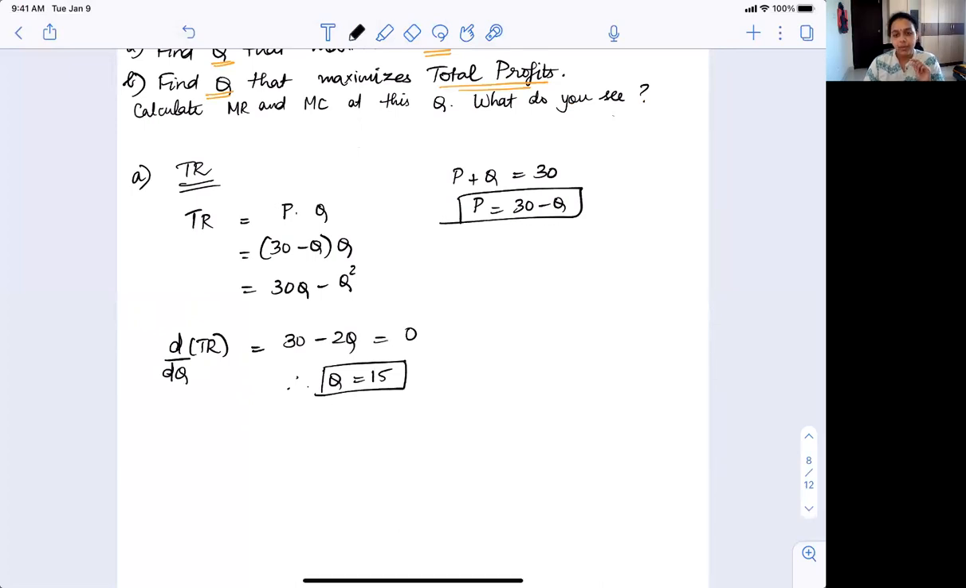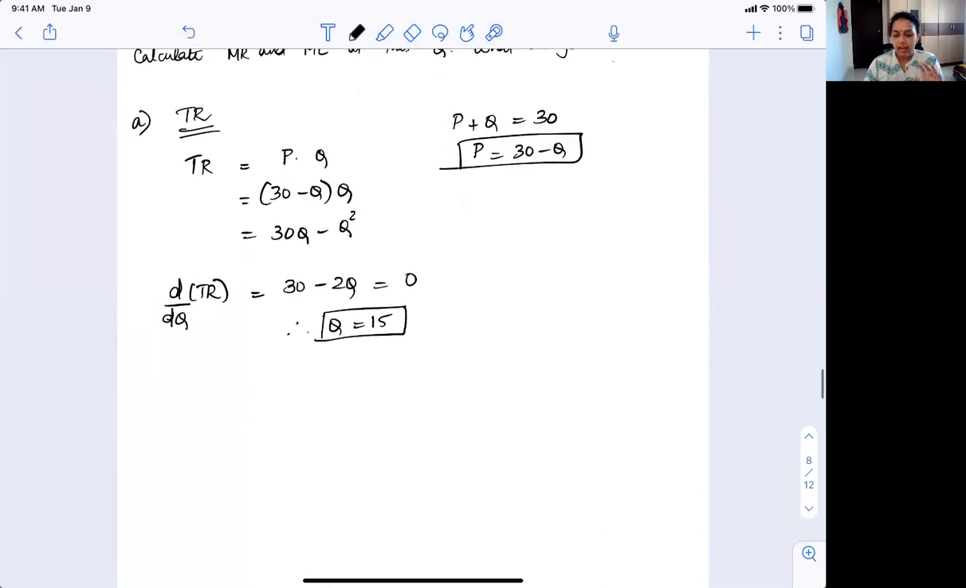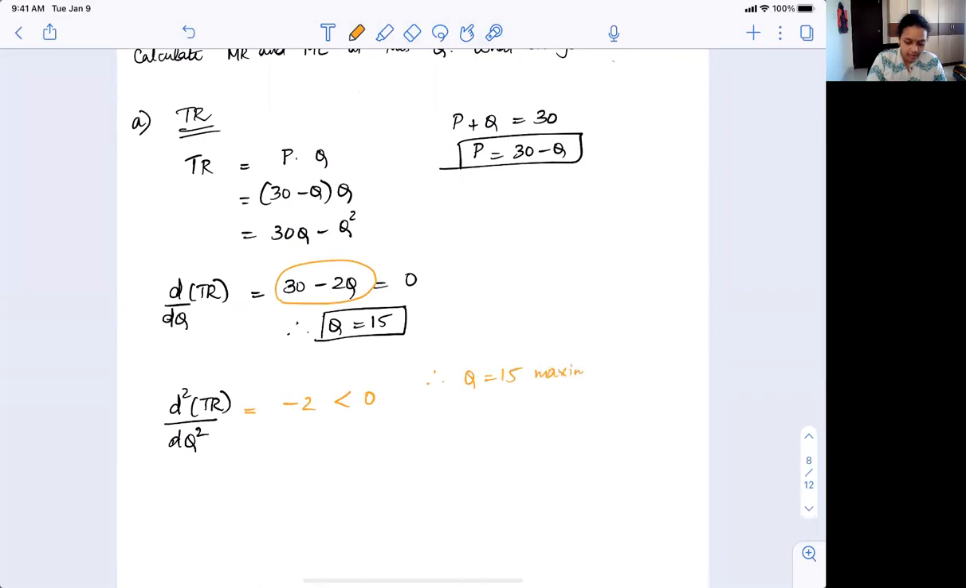And now the next step is to check if this Q equal to 15 actually maximizes total revenue. And for that, we do the second derivative test, which is I take the second derivative of TR with respect to Q, which means I'm actually differentiating this function with respect to Q. And what do I get? Minus 2. Minus 2 is always less than 0. So we're dealing with a concave function. Therefore, we can be confident that Q equal to 15 maximizes TR.